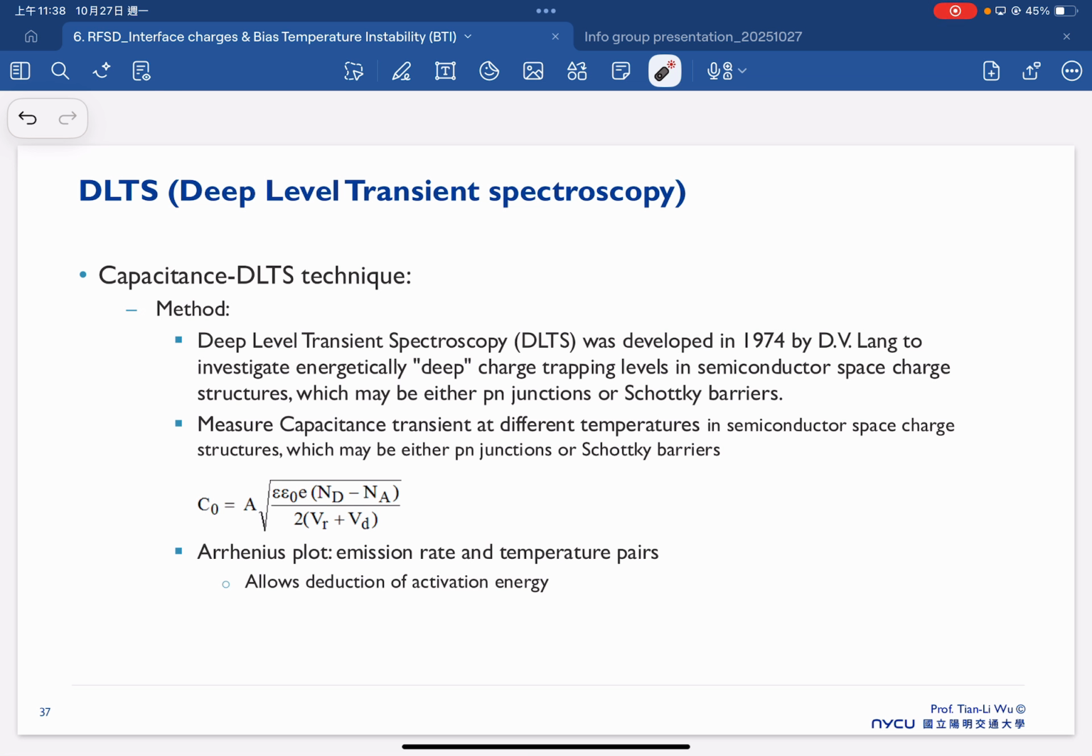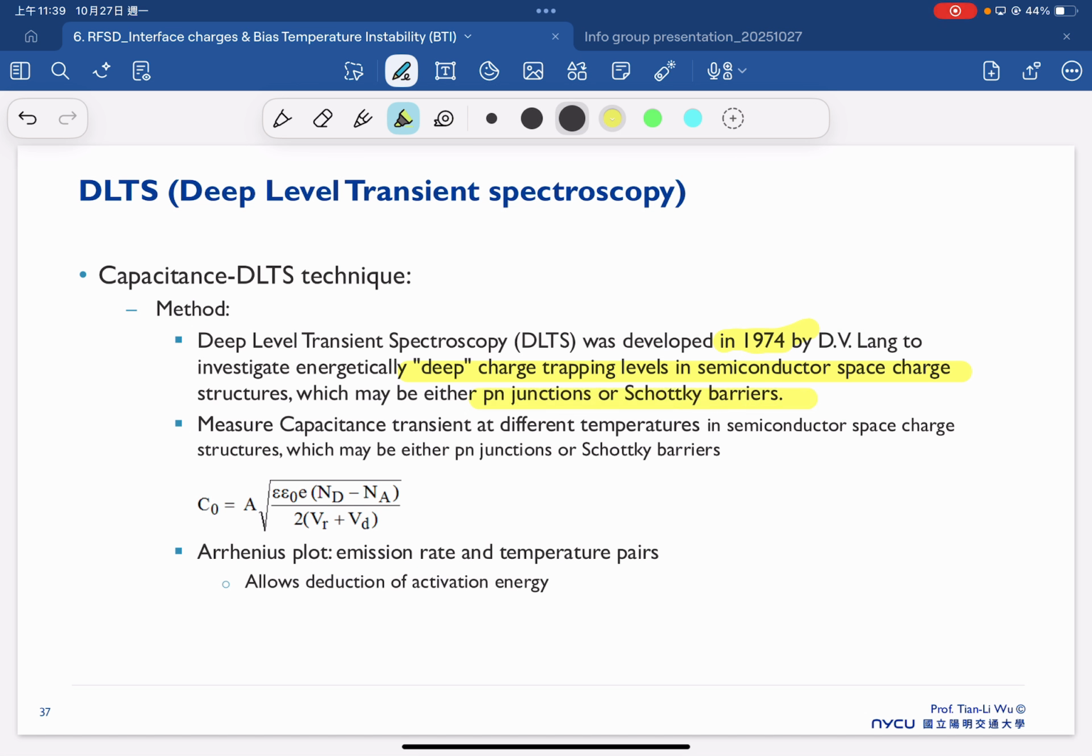So one of the famous measurements that we very often use is what we call DLTS. The full name is Deep Level Transient Spectroscopy. The DLTS, as you see here, was developed a very long time ago, in 1974, and the purpose of this measurement is to investigate the deep charge trapping levels in the semiconductor space charge structure, which may be either a p-n junction or a Schottky barrier.